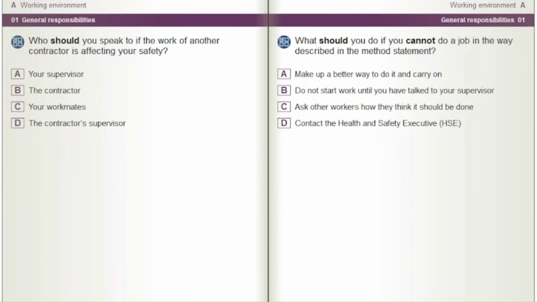What should you do if you cannot do a job in the way described in the method statement? Make up a better way to do it and carry on. Do not start work until you have talked to your supervisor. Ask other workers how they think it should be done. Contact the Health and Safety Executive, HSE.